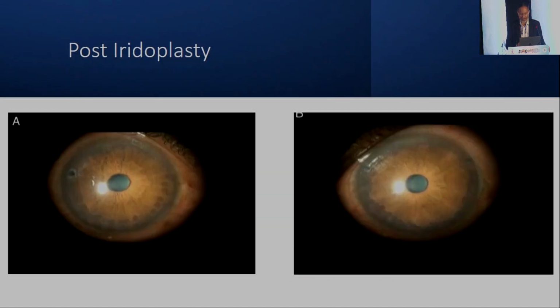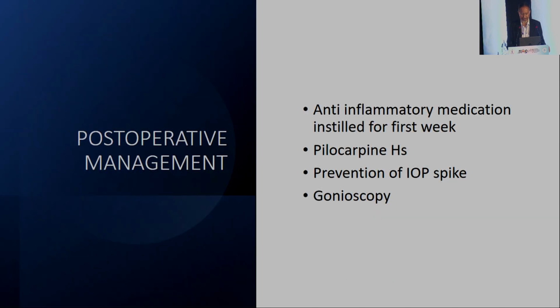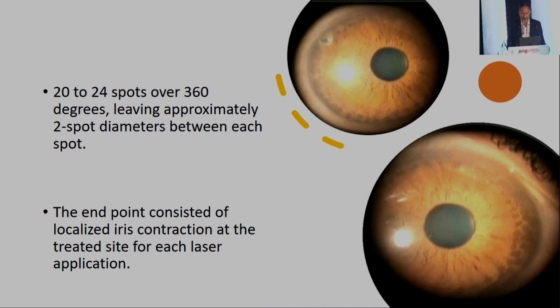So this is a little more energy, so it causes a lot of depigmentation both right and left of the patients. Post-operatively, you give anti-inflammatory medications for the week. Sometimes you can use pilocarpine for some time to prevent some IOP spike, and gonioscopy you do when the patient comes for the follow-up. So 20 to 24 spots over 360 degrees, leaving approximately 2 spots diameter between each spot.